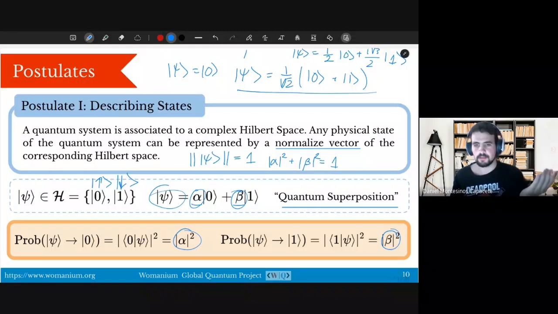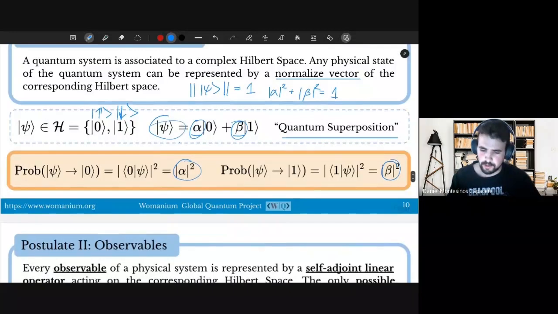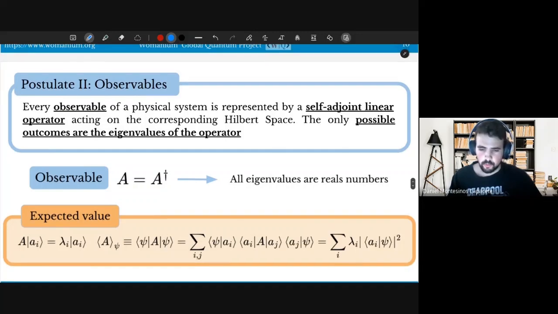That's the importance of having a normalized vector, and that's why we are always going to be working with normalized vectors when we talk about quantum mechanics, because the coefficients give you the probability, and all the probabilities must sum up to one, right? That's important. So this will be the first postulate. Now let's go to the second one.